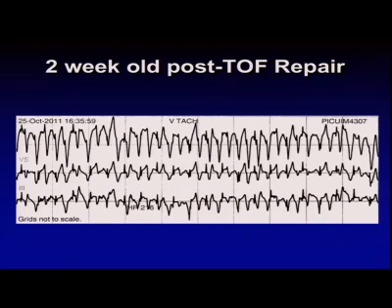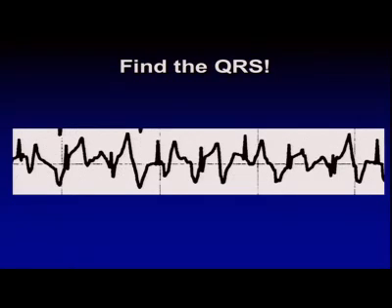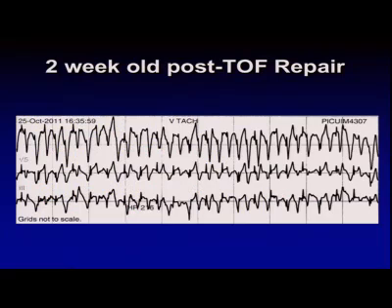Oh, this is a 2-week-old post-tetralogy of Fallot repair that's hanging out in the unit. This is the arrhythmia that you see. This is the most common alarm at the Cleveland Clinic for arrhythmia. My clue here is to find the QRS. So you look here and you see what seemingly a disaster. Wide QRSs all over the place. It looks like it's really fast.